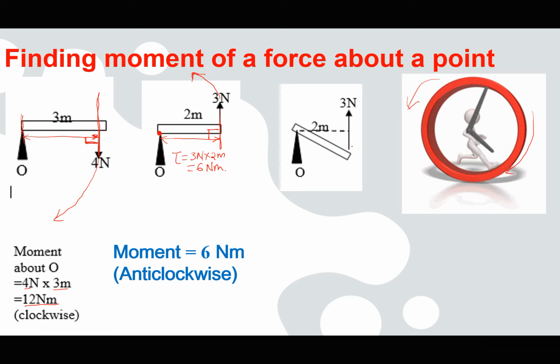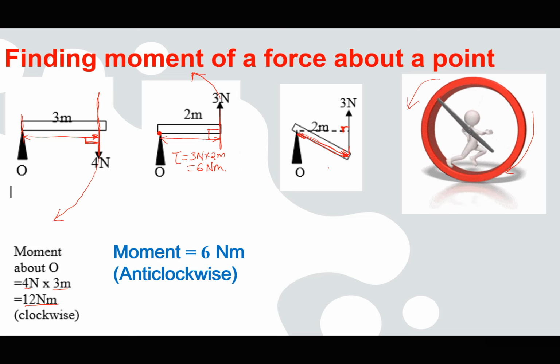Then the third one. This is the force, the same force is acting, but this time the distance, the 2 meters, this perpendicular distance here, is a different length. So we are always looking for the perpendicular distance from the line of action of the force. We are not looking at the length of this distance, from the point where the force is acting. But we are looking at the perpendicular distance from the pivot to the line of action of the force.